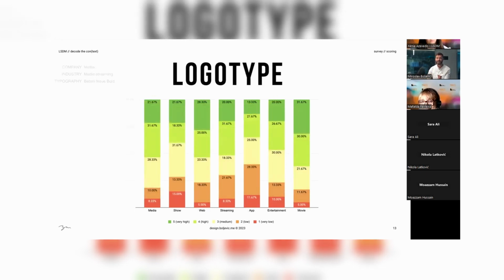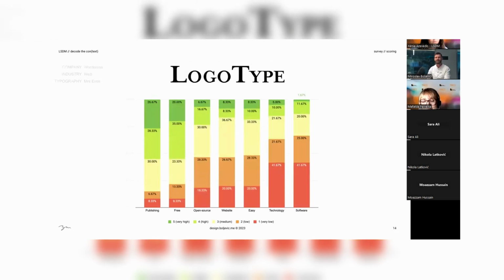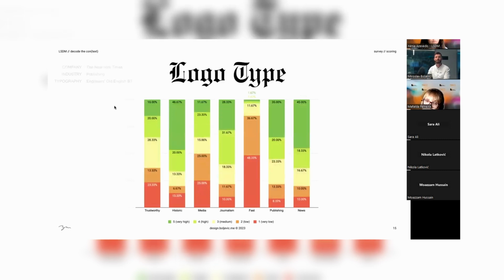On the other hand, Netflix had a very good score overall, with the appropriateness rating being the highest for the keyword movie. The typography used for WordPress was deemed appropriate for publishing and for the keyword free, but scored poorly for technology and software. The New York Times typography had the best single score as it was deemed very appropriate for news.